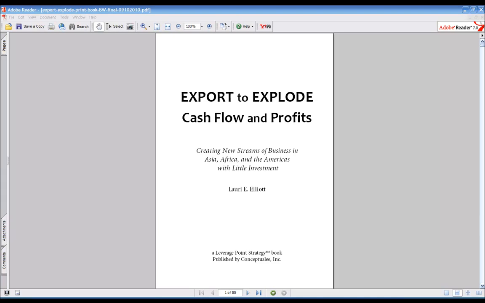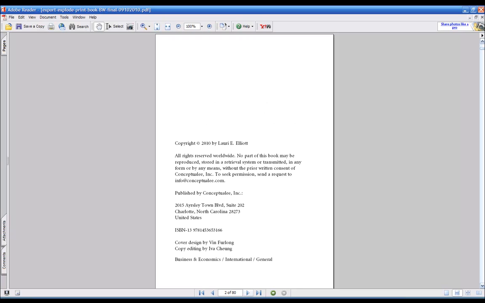Okay, here is the text interior for my book, Export to Explode, Cash Flow and Profits. Now this is just the interior. You'll actually see the book cover momentarily after I go through the key elements here. In this case, this is the title page, which includes the main title, the subtitle, and also my name as the author, and recognizing that it's a specific book in our series, Leverage Point Strategy Books, and it's published by my company, Conceptually.